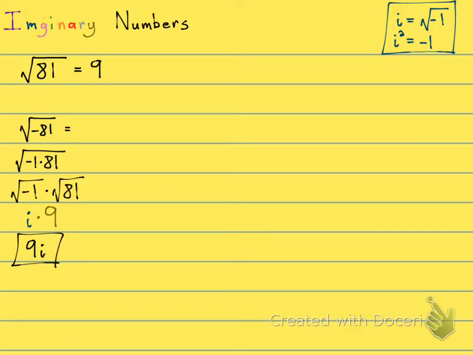So no longer do you just say not a real number. You're going to use the letter i. Let's look at one more example just to make sure that we understand. If you see the square root of negative 25, there's a negative under a square root. We're going to split it up into the square root of negative 1 times the square root of 25. Square root of 25 is 5. Square root of negative 1 is i. So this is i times 5, and of course, we're going to write our answer, 5i.